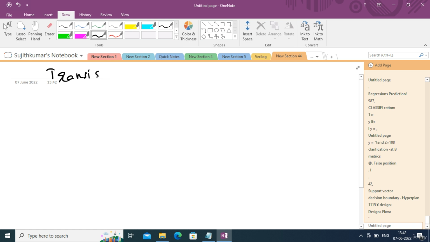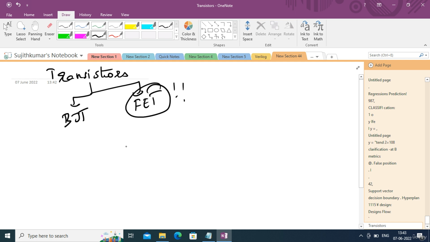Transistors are nothing but three-terminal devices which we will be using for implementing our logic, right? And transistors can be classified into different types. The two major categories are BJT, bipolar junction transistors, and field effect transistors. To design any VLSI circuit nowadays, we are using field effect transistors only, and that technology is called CMOS technology. So understand that VLSI circuits are designed using CMOS technology. What is CMOS technology? I will explain, don't worry.